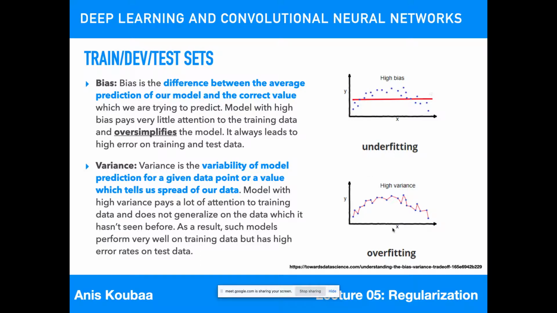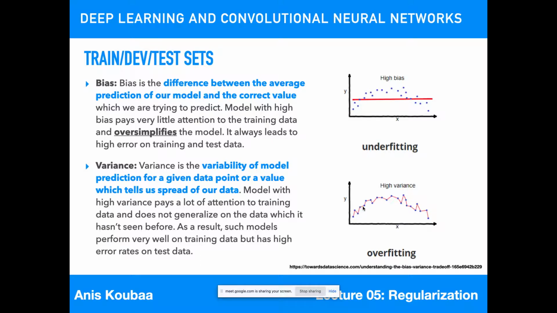On the other side, overfitting has high variance. So what is the definition of variance? It is the variability of the model prediction for a given data point, a value which tells us the spread of our data. Look at the prediction. Sometimes we go up, then down, then up, then up and then down. So there are a lot of changes in the prediction. And now there is no change. It's kind of a constant line.